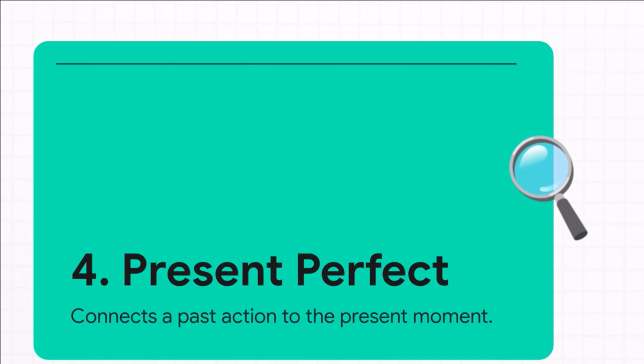Now, the present perfect is a bit special. Think of it as a bridge that connects the past to the present moment. If we say they have traveled around Asia, sure, the traveling happened in the past, but the experience, the knowledge, the memories, that's part of who they are today. The action is over, but its relevance is right now.